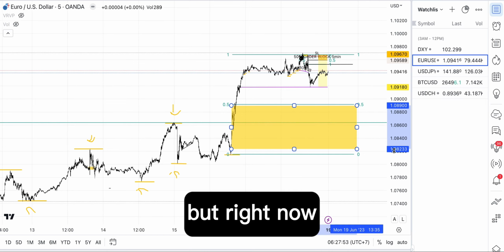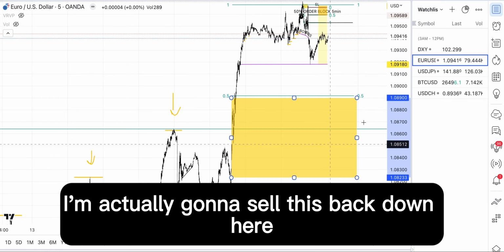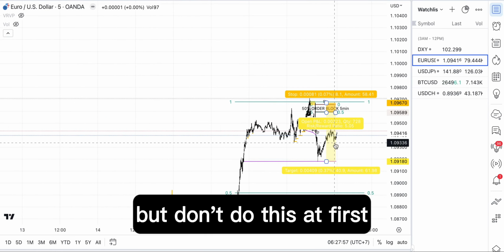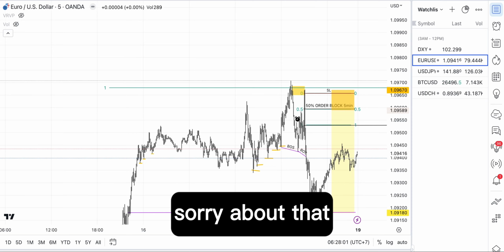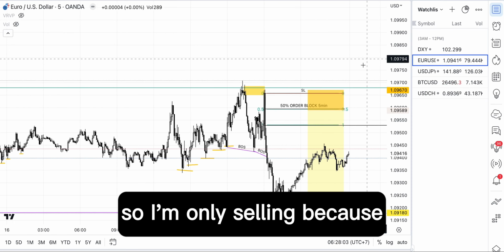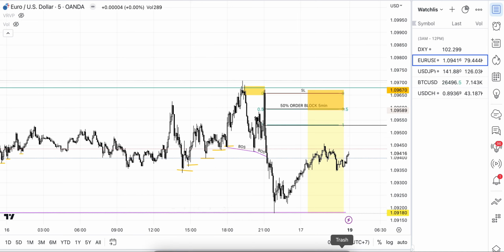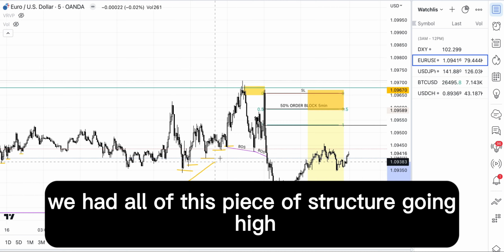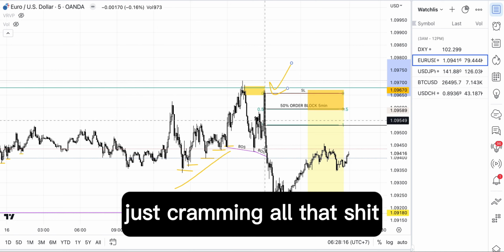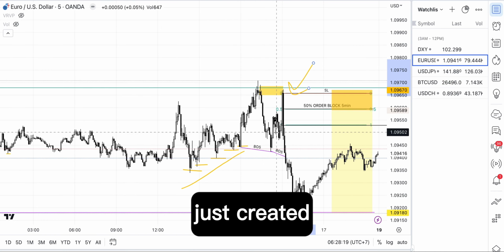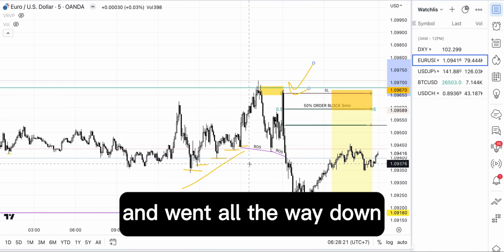But right now, I'm actually going to sell this back down here because I'm expecting this. But don't do this at first unless you know what you're doing, okay? Sorry about that. So I'm only selling because I had a liquidity grab, which you can see right here. We had all of this piece of structure going high, and then we had this big giant order block that just created and went all the way down.